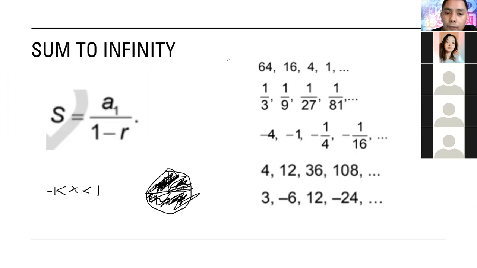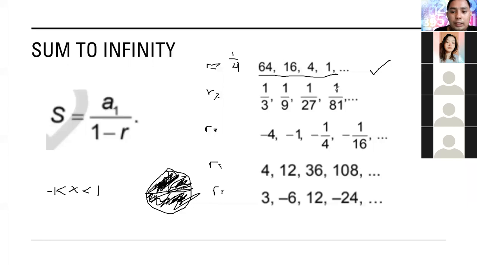Dito sa una, ano po ang ratio nito? Alamin muna natin yung mga ratio, kung pwede pa siyang gawin or hindi. Ano ang ratio ng una? 64, 16, ilan pa? 4. 4 nga ba? 64 times 4, I think it's 256 yun. It's 1/4. So, ibig sabihin, since this is a normal, common fraction, proper fraction, pwede itong gamitin sa sum to infinity.